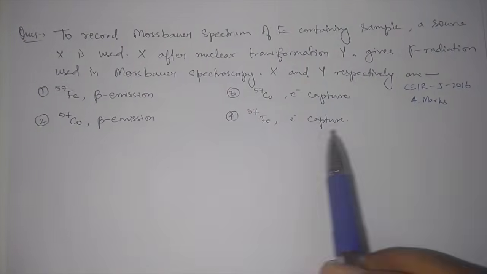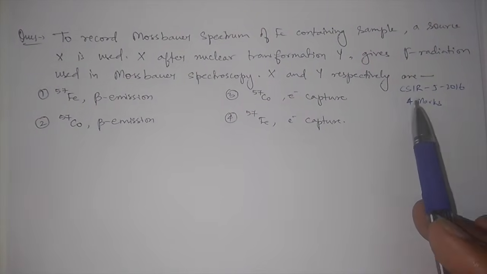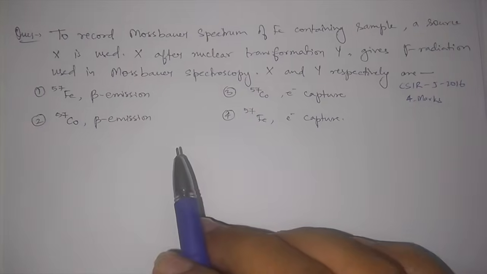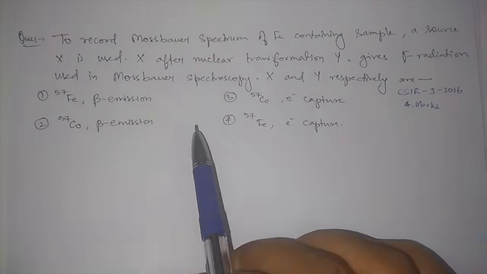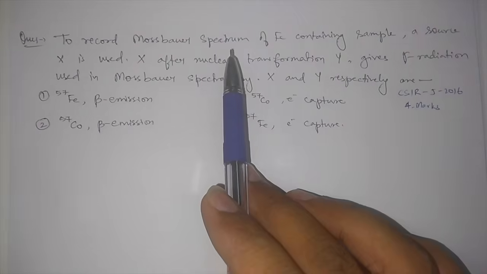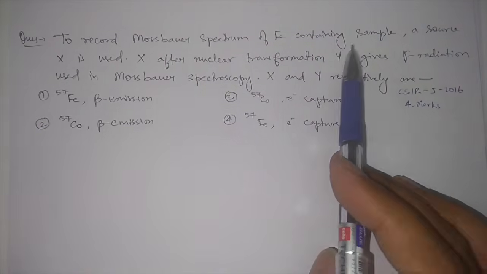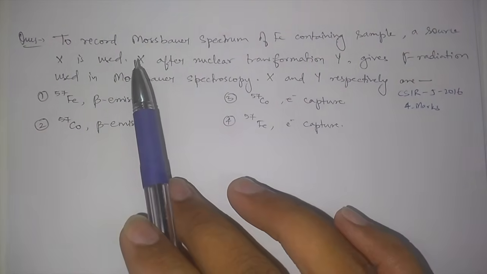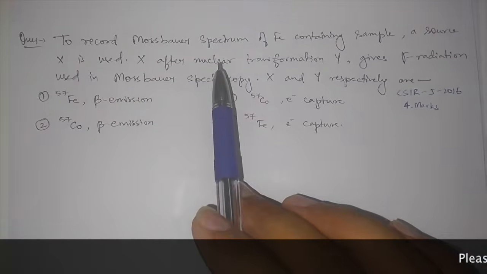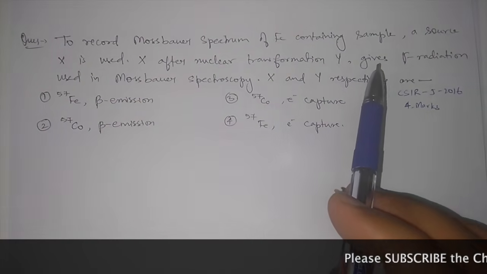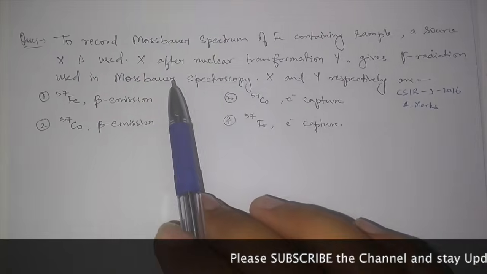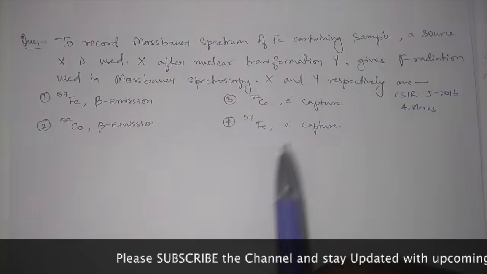This is the first question which was asked in CSIR June 2016, and this was asked for 4 marks. You can see how simple the question was. The question says that to record the Mossbauer spectrum of Fe, that is, an iron containing sample, a source X is used. Now X after nuclear transformation gives Y, which gives gamma radiation used for Mossbauer spectroscopy. So X and Y respectively are.